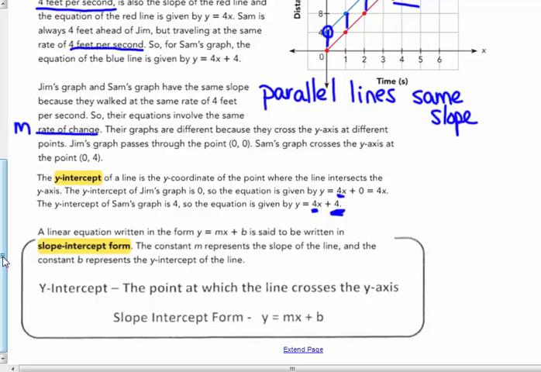M is the slope, and the y-intercept is b. M is the slope, that's why it's called slope-intercept form. M is the slope, the y-intercept is b. So, a very important equation concept that you're going to talk a lot about this year.